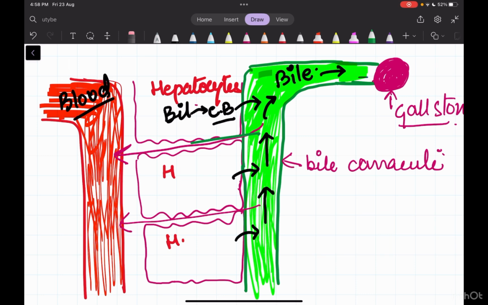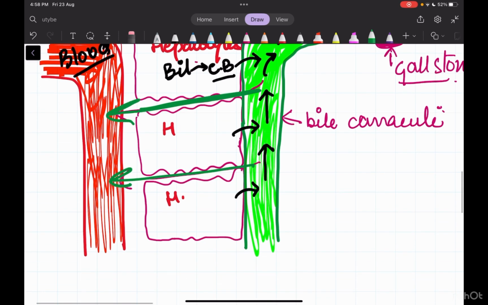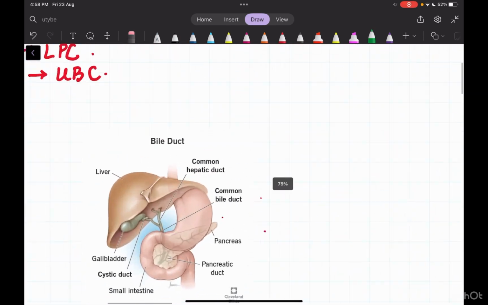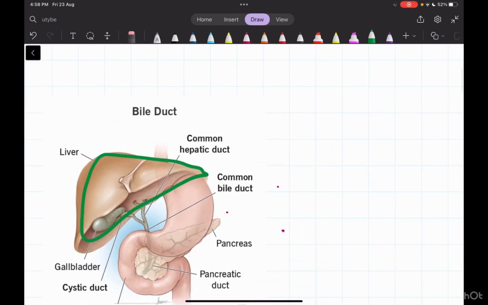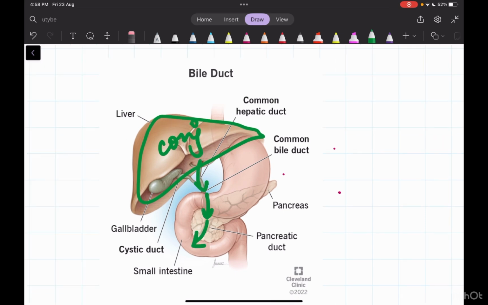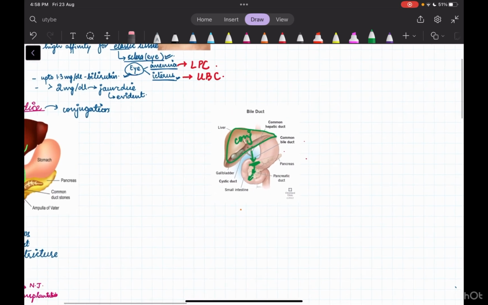So this bile will go into the blood, and what kind of bilirubin is this? This is actually conjugated. So this conjugated bilirubin is getting into the blood and not the unconjugated one. Why? Because the liver is absolutely normal, no? So the liver is responsible for conjugation. So conjugation is happening. Only the problem is that this conjugated bilirubin is not able to go into the duodenum and it's getting blocked because of any of the reasons that I have listed here.